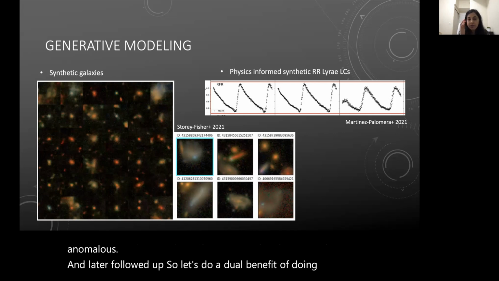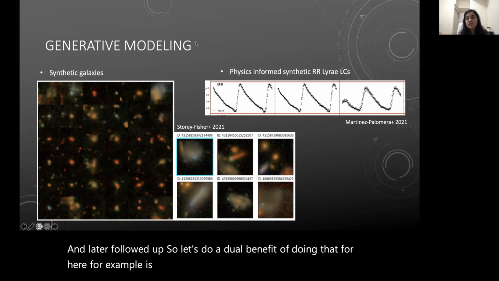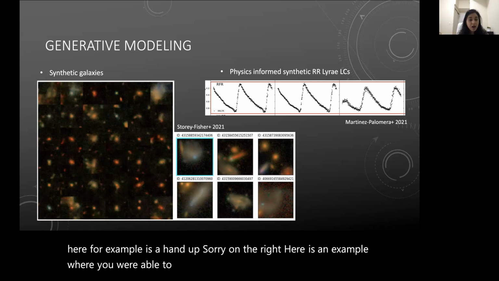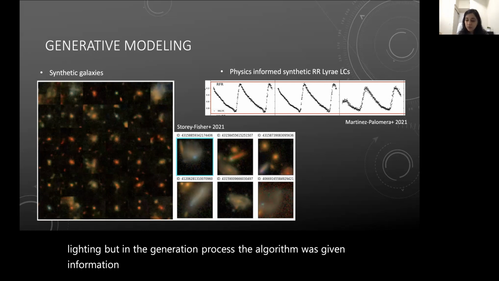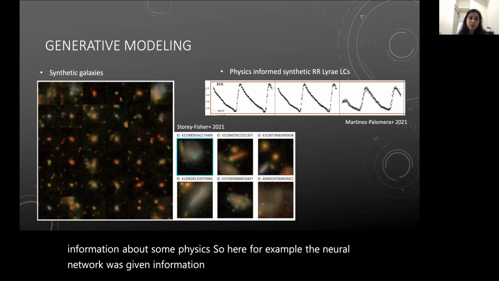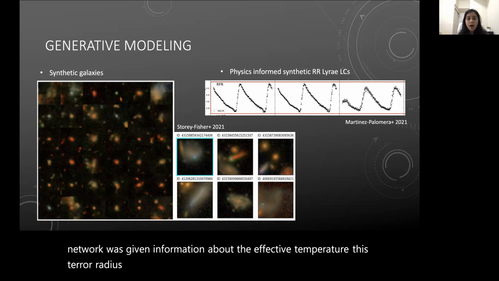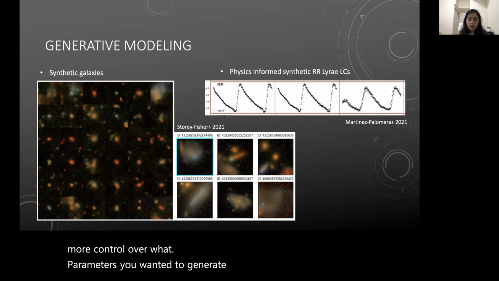On the right is an example where you were able to simulate artificial light curves for RR Lyrae, but in the generation process, the algorithm was given information about some physics. The neural network was given information about the effective temperature, the stellar radius, and luminosity. In the generation process, you had more control over what parameters you wanted to generate over. So that was a physics-informed layer, if you will.